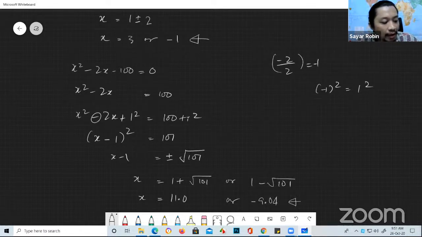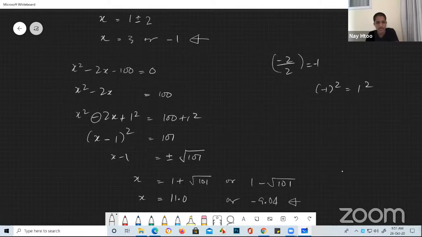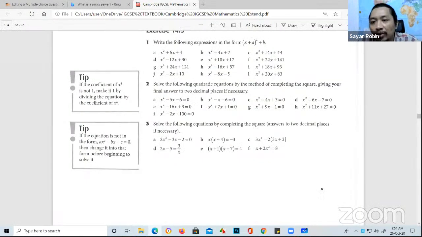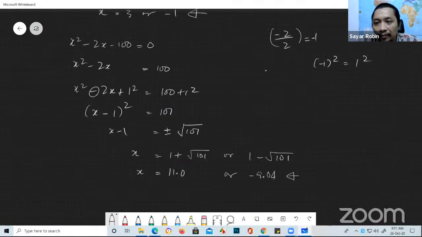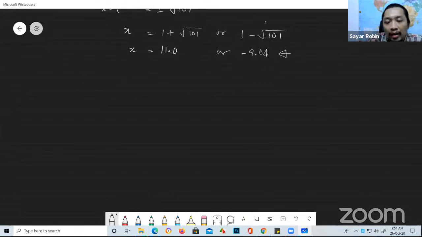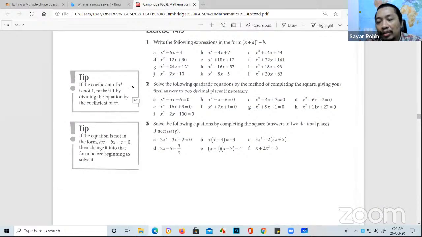So everybody, can you do these kinds of problems yourself? Okay, yes, I hope so. Now I'm going to show you problems where the coefficient of x squared is not 1 anymore. I'm going to copy 3x squared equals 2 times (3x plus 2), right?